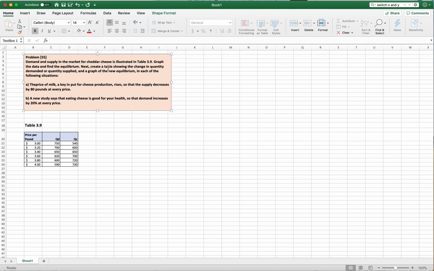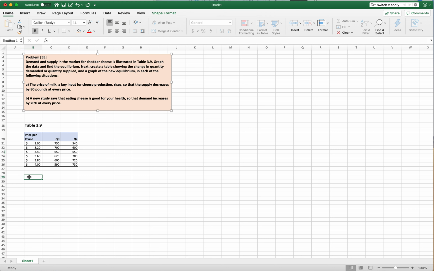Graph the data of the equilibrium. Next, graph the table showing the change in quantity demanded or change in quantity supplied, and a graph of the new equilibrium in each set of the following situations. The price of milk, a key input for cheese production, rises so that the supply decreases by 80 pounds at every price. A new study indicates that eating cheese is good for your health, so that demand increases by 20% at every price.